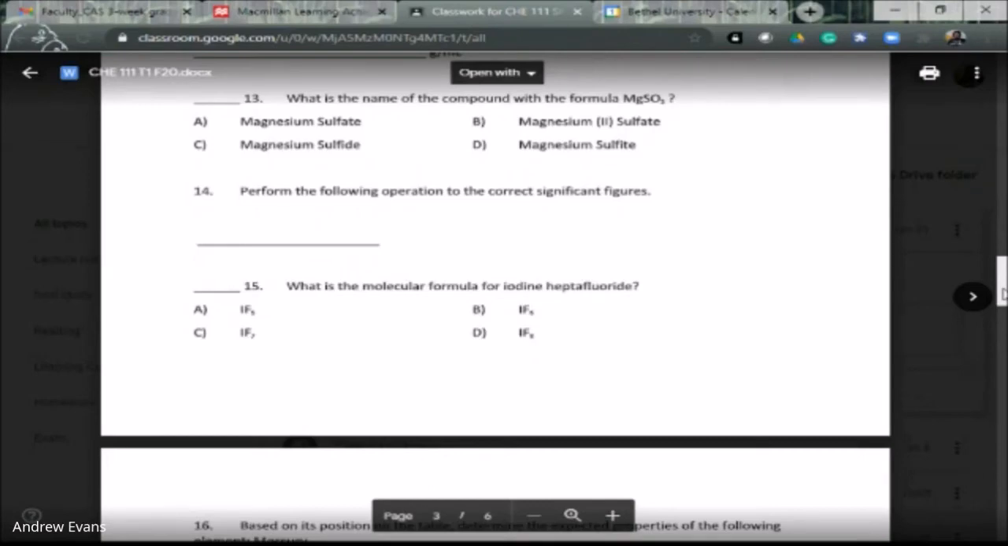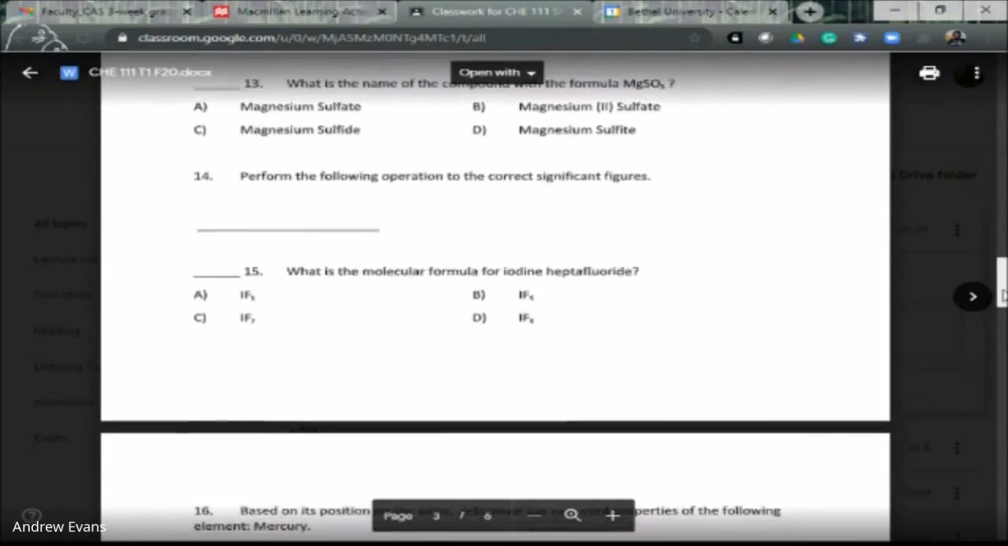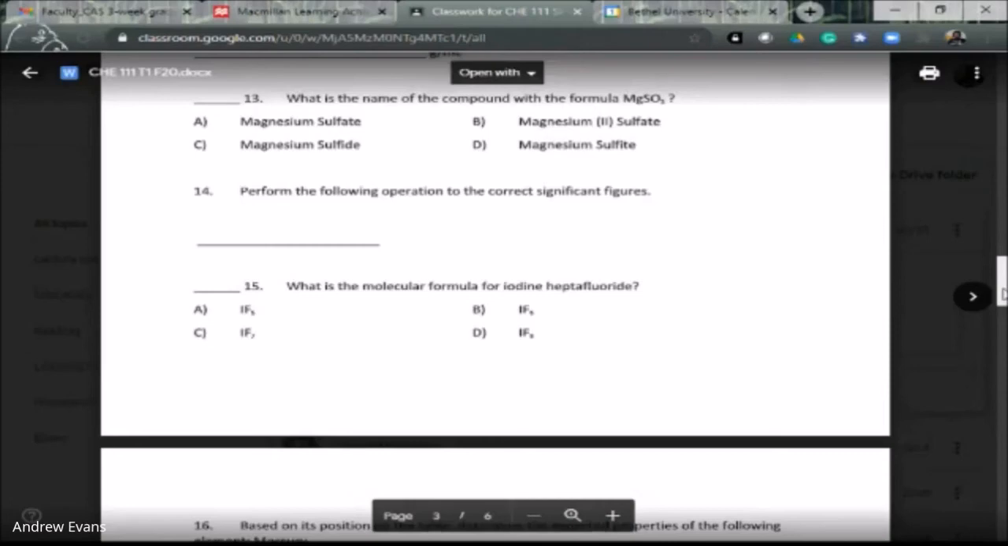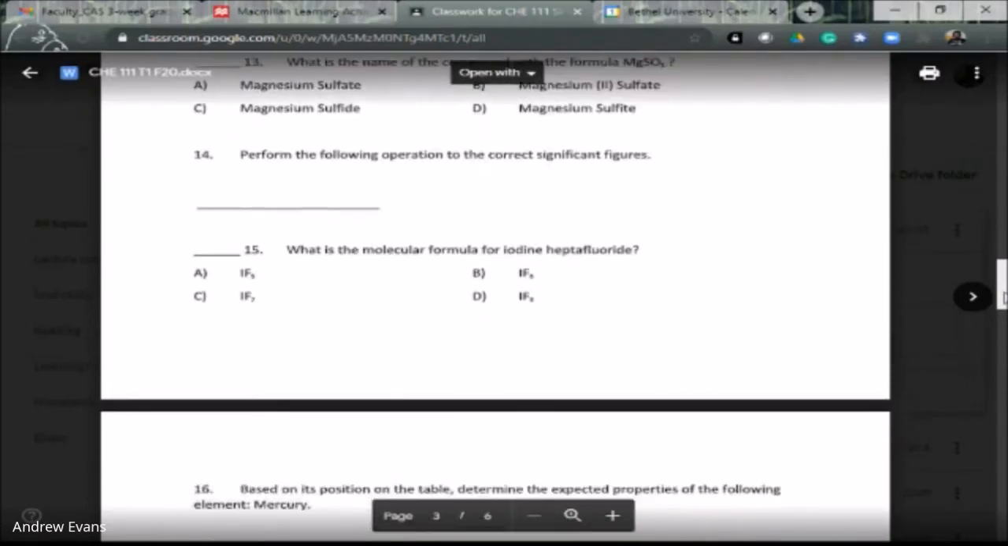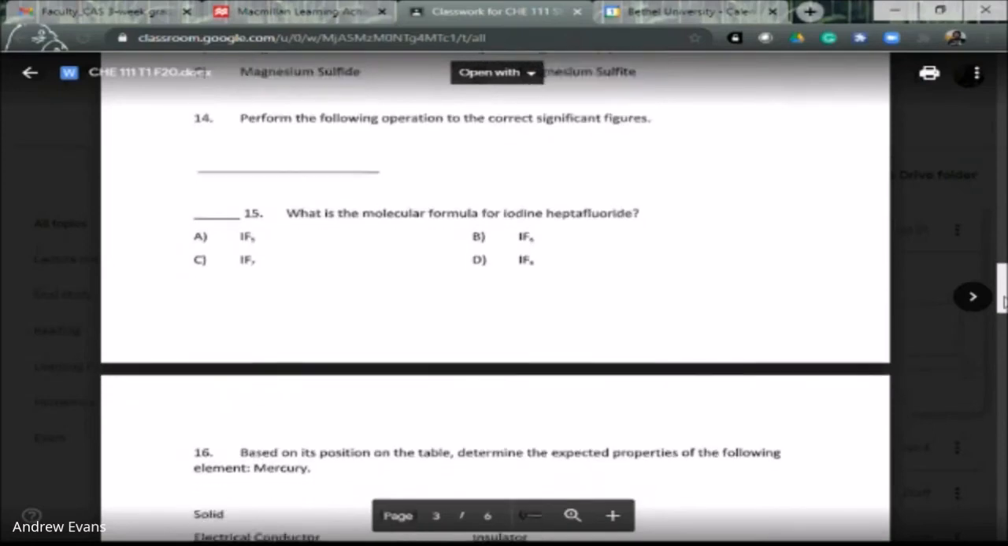What is the molecular formula of iodine heptafluoride? It's a molecular compound, so we name it like a molecular compound. Iodine, it's going to be 1. Hepta means 7, so it would be IF7, which is C. IF7.